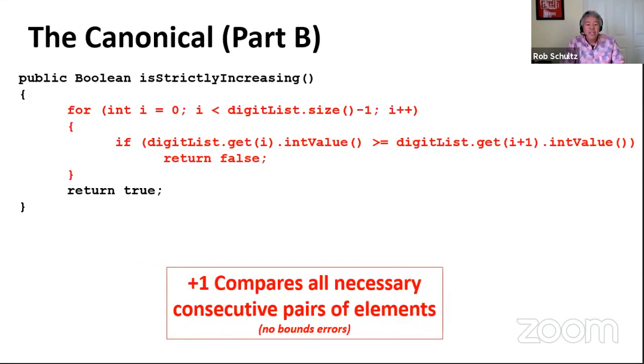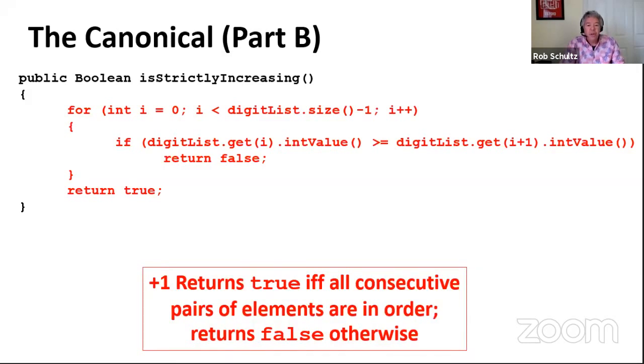We compare all of the necessary consecutive pairs of elements with no bounds errors. So notice that our for loop goes from 0 to digit list.size minus 1. We have to make sure that we stop at size minus 1 because we're comparing i to i plus 1. So we're comparing 0 to 1, 1 to 2, 2 to 3, 3 to 4, until we get to the second to last element. We're going to compare it to the last element, and then we stop at that point. If we go one more, then we're going to compare the last element to something that's out of bounds, and we'll throw a bounds error. So we are accommodating the no bounds errors rule, and we earn that point.